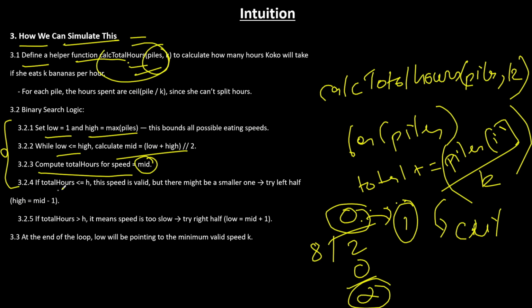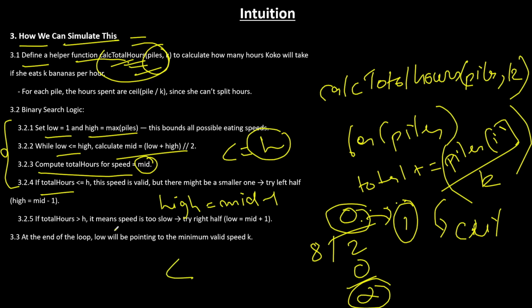So here we will calculate the total hours taken, and then we will return from this function, and we will check the total hours which we got from this particular function. If it is less than or equal to the given h, what do you do? If you remember, high becomes mid minus 1, correct? If it is less, that means we need a shorter denominator. And if it is greater, therefore we need a bigger denominator. That's why it becomes mid plus 1, okay?